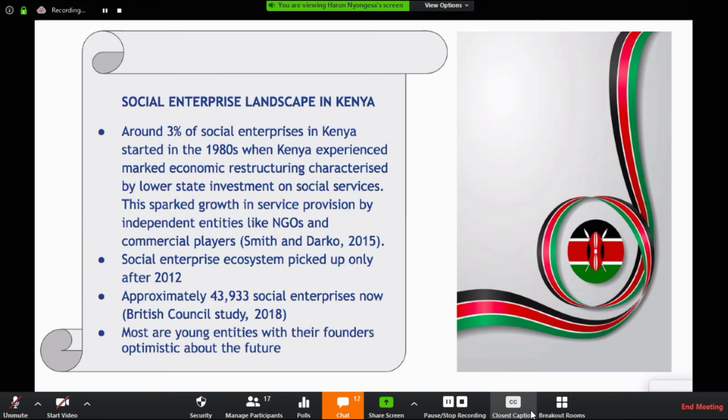After 2012, that's when the social enterprise ecosystem picked up. We had a burst of new enterprises being opened to cater for the underprivileged and underserved communities. Right now we have a huge number of social enterprises. A British Council study in 2018 found that we have at least 43,933 social enterprises. Just imagine. And most of these enterprises are young entities with young founders who are optimistic about the future.